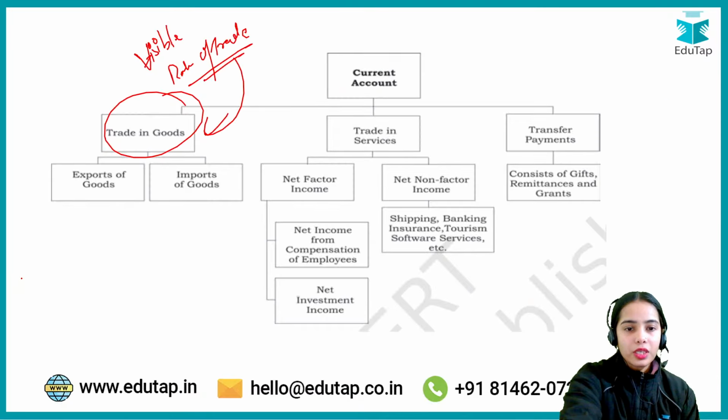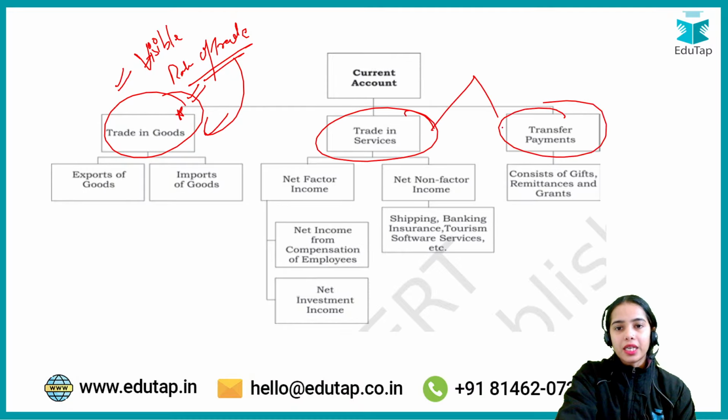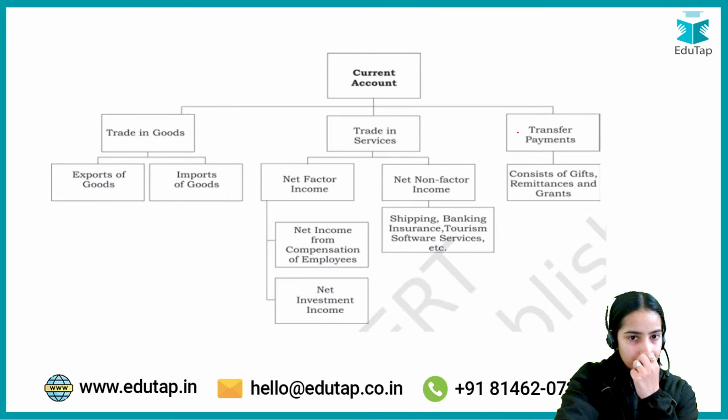In the current account, trade in goods is the visible trade or balance of trade. Trade in services and transfer payments are collectively the balance of invisibles, or invisibles. So E is the answer here.